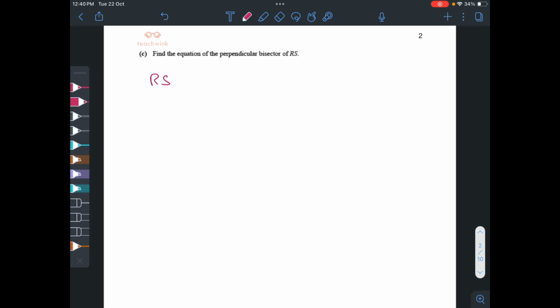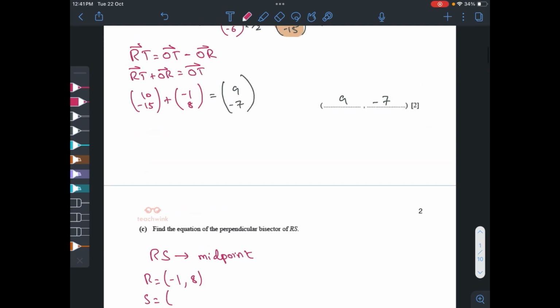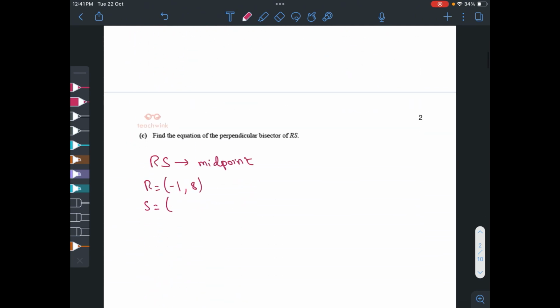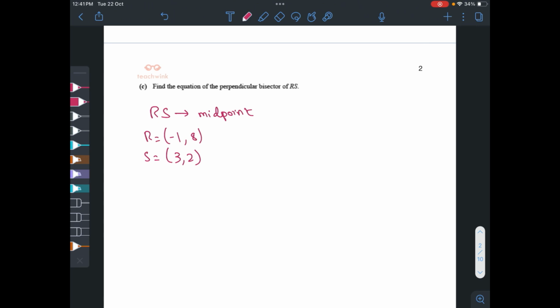RS. First of all, in order to find the perpendicular bisector, you need to find the midpoint. How do you find the midpoint? The coordinates of R, what were those? They were -1 and 8. The coordinates of S above, let's check them. The coordinates of S were 3 and 2. The line that is going to be the perpendicular bisector will pass through the midpoint. So let's find the midpoint of them.